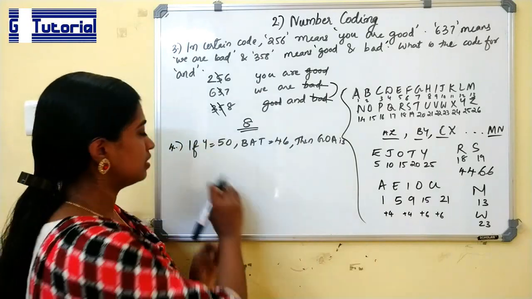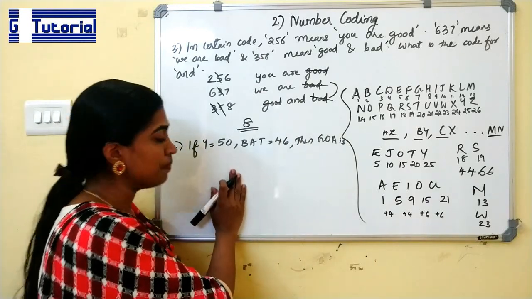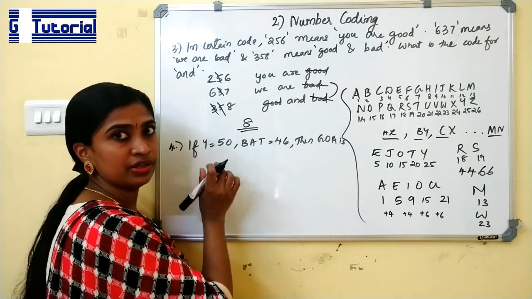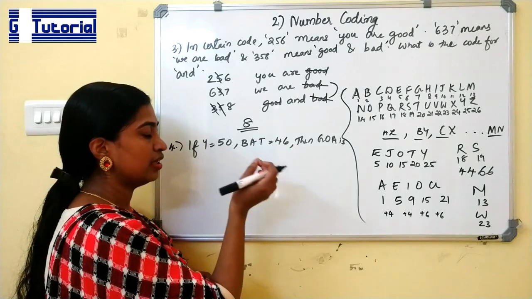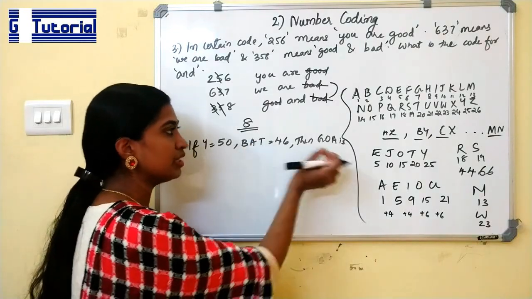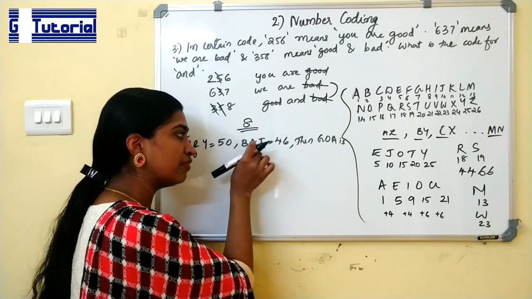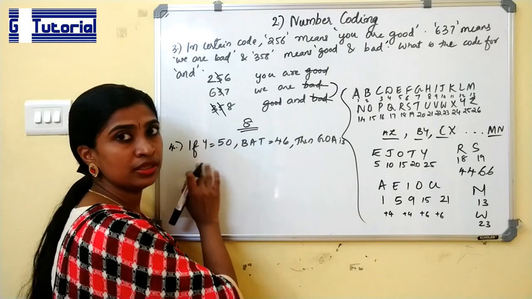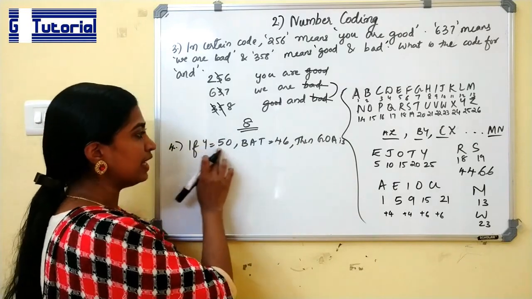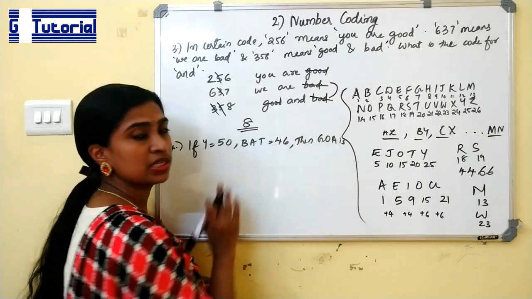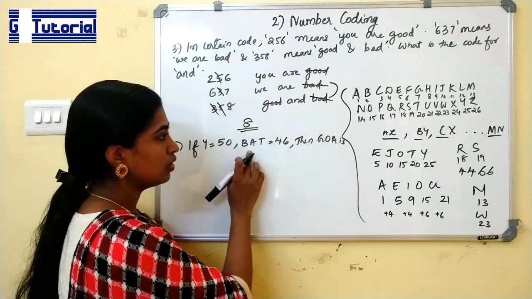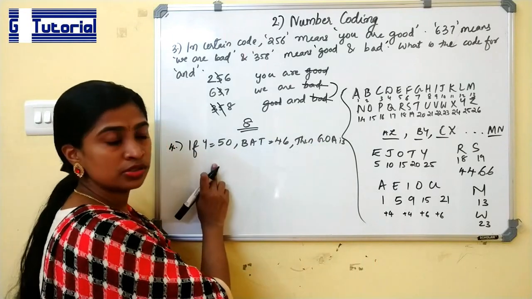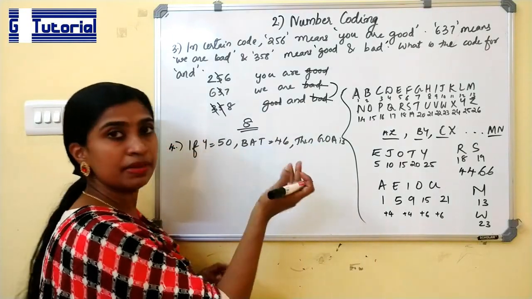Next is this one. This is the third type of problem. Here you will be given some numbers as codes of a word, and you won't be asked for the same letters. The same letters in the given word won't be present in the question. So there is another way of doing this type of problem. If Y is given as 50, bat is 46, then what is Goa? In Goa, A is there, but O and G are not there. So this needs some other method.